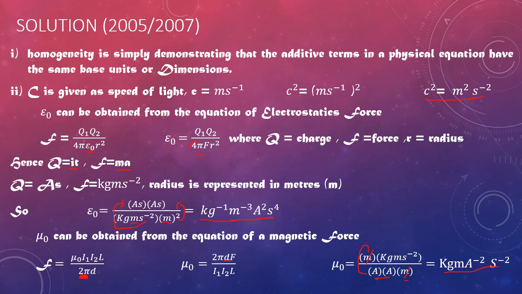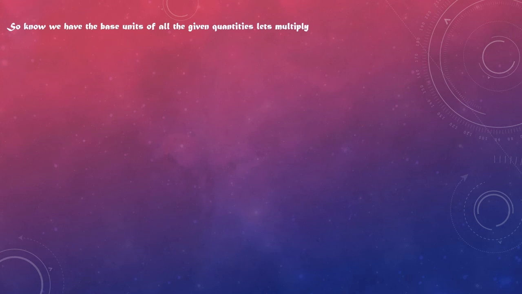Now we have found that of epsilon naught and mu naught and c, we are good to go to check if the equation is equal to 1, as the question asks us to do. So let's multiply all these base units to see if the equation is going to give us that. So we take c squared, we have this, we take kilogram meters per ampere squared per second squared, and multiply with per kilogram per meter cube, ampere squared, and seconds to the 4.